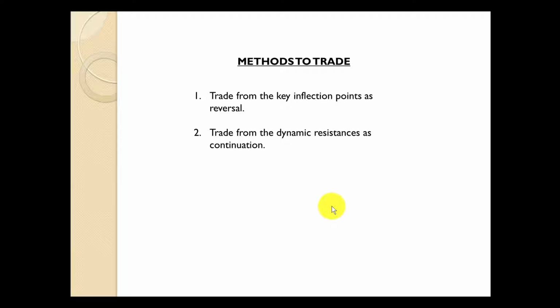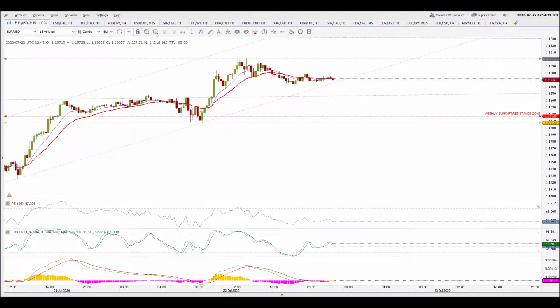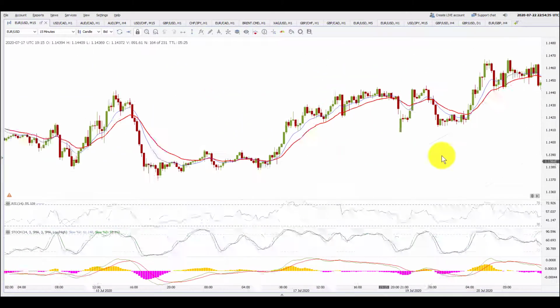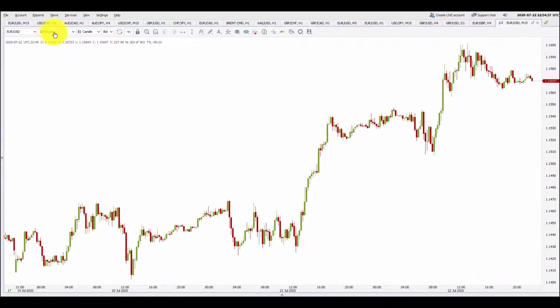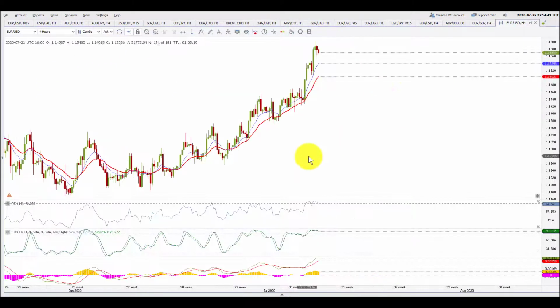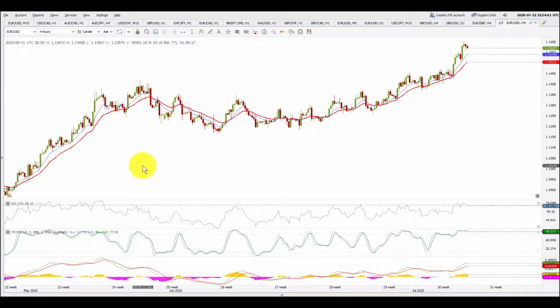Now what are the methods to trade this? There are two methods. One is to trade from the key inflection points as a reversal trade, or to trade from the dynamic resistances as a continuation trade. I will explain them with the help of a chart. Now this is a 15-minute chart. I will open a daily chart.